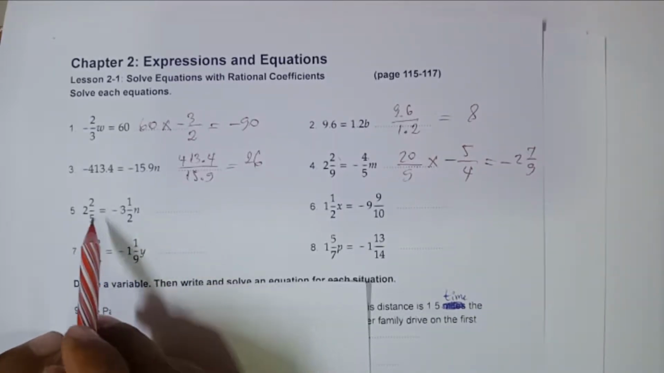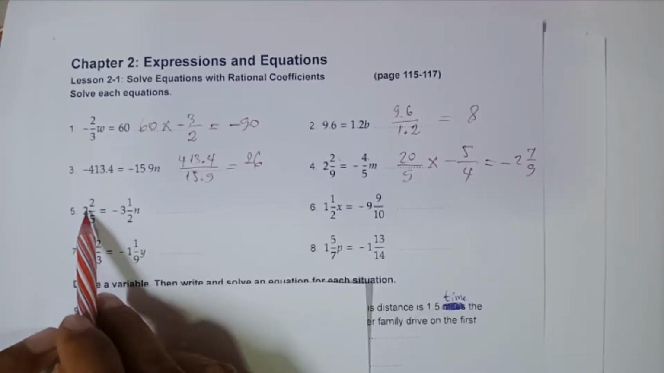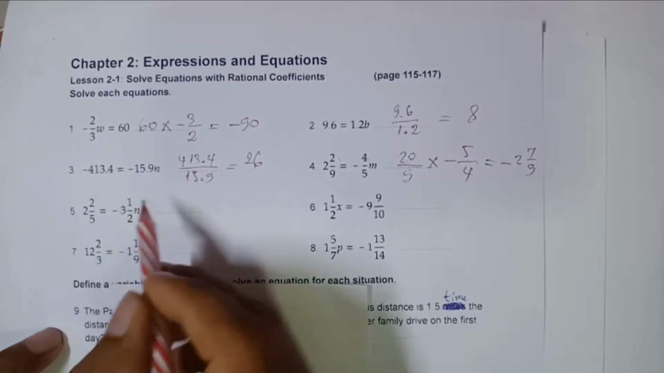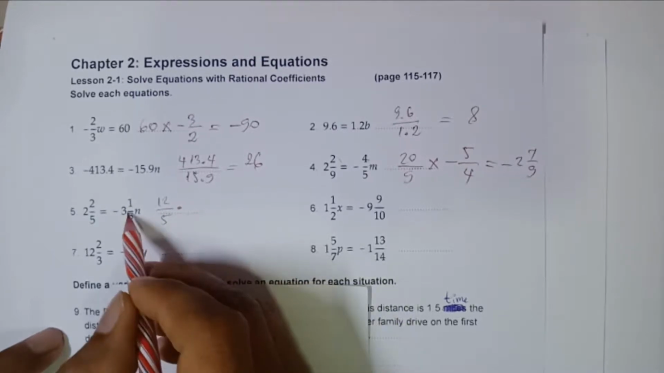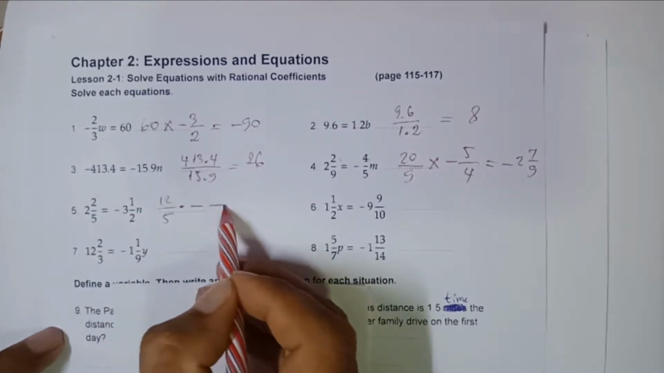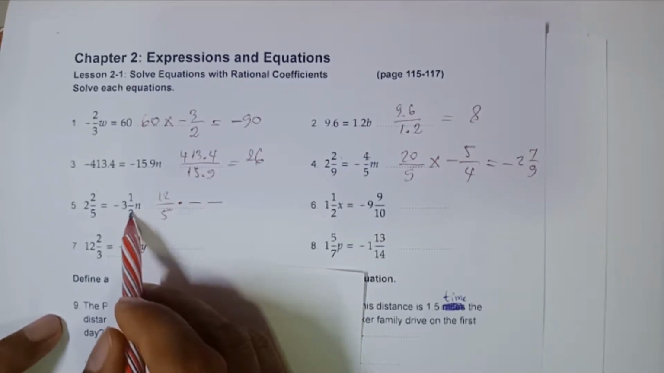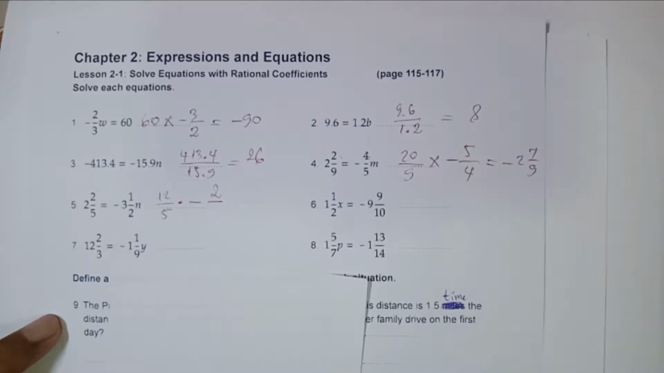For this number, you do the same thing. First of all, you need to convert this into an improper fraction. 2 times 5 is 10, 10 plus 2, you got 12 over 5. And then you multiply by the negative. Now let's inverse this one. When you inverse, you put the denominator up here. So put 2 first, so that you will not get confused with this.